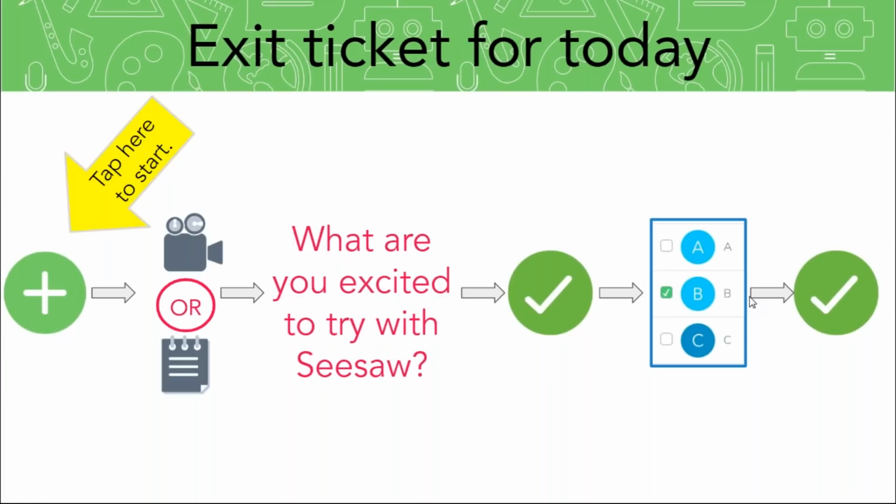When you're done with that, you can click on the green check, choose your name or the letter that matches your name or whatever letter you'd like from the list, and tap on that green check to submit for teacher approval. I'm going to play some music so you can get started on this. Let's give it a whirl.